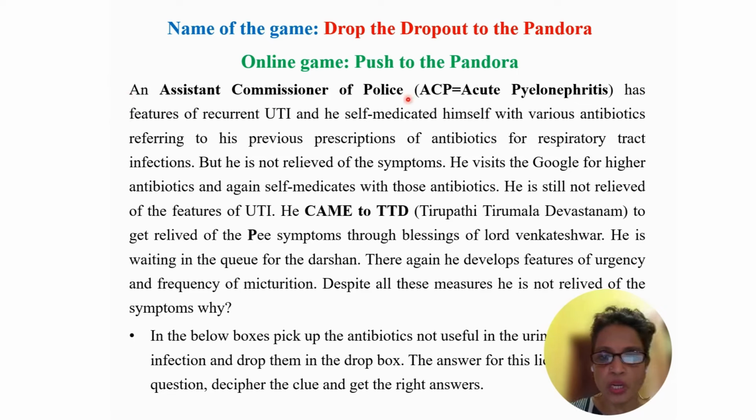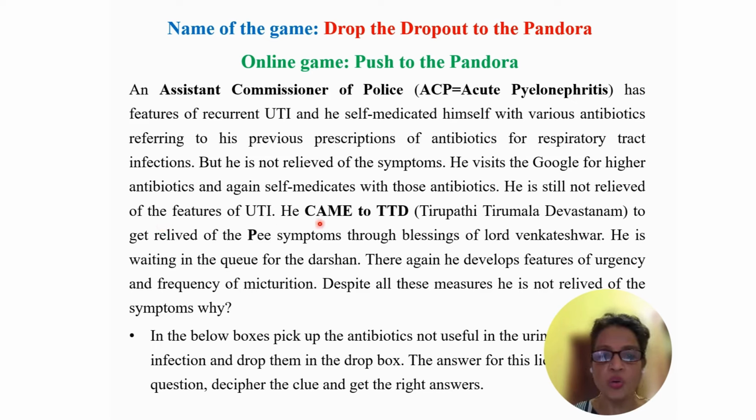An assistant commissioner of police or ACP, to represent acute pyelonephritis, has features of recurrent urinary tract infections. He self-medicates himself with various antibiotics, referring to the various prescriptions given to him by the doctor for respiratory infections or some other infections. He is not relieved of the symptoms. He has no time to go to the doctor. He visits Google for higher antibiotics. Again, self-medicates, but no relief. So what he decides? He says, okay, let me go to TTD.